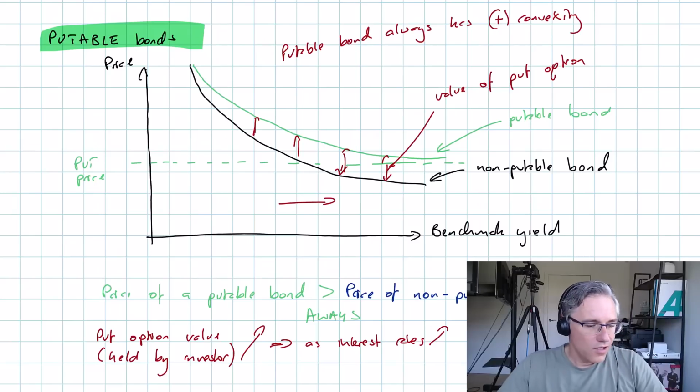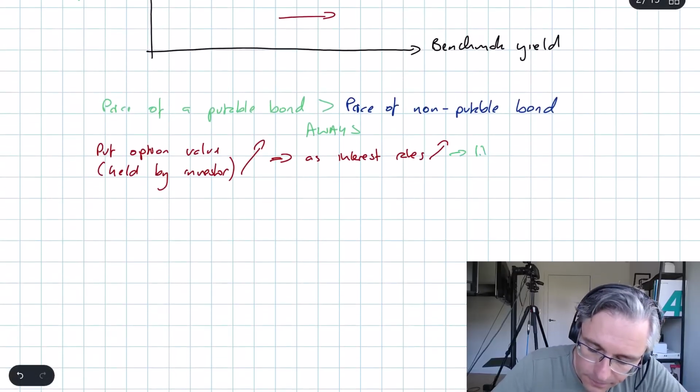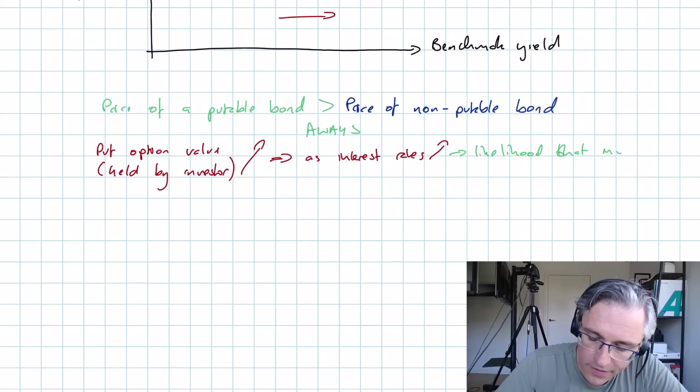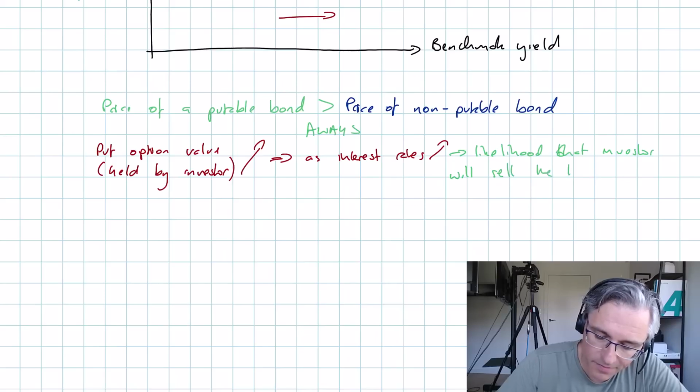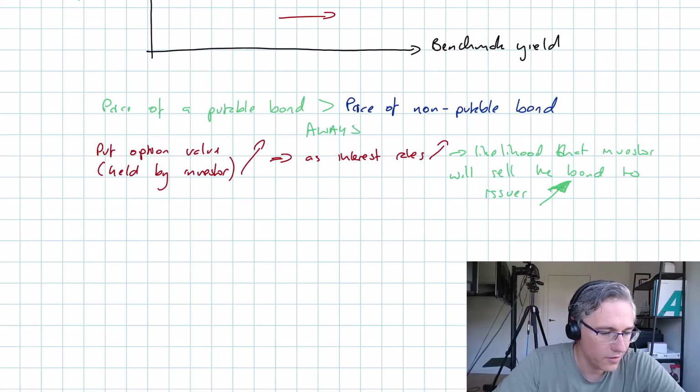So, as interest rates go up, the likelihood that the investor will sell the bond to the issuer goes up. Obviously, selling the bond to the issuer prematurely as part of exercising the put option, that goes up.